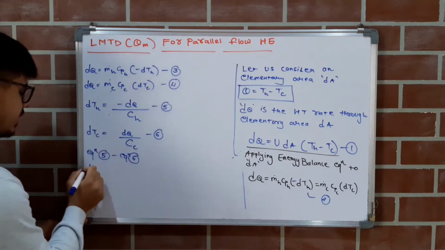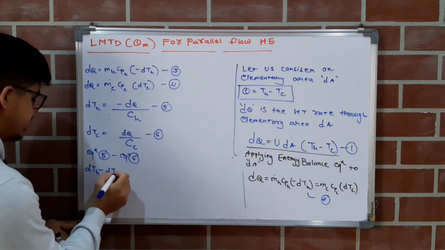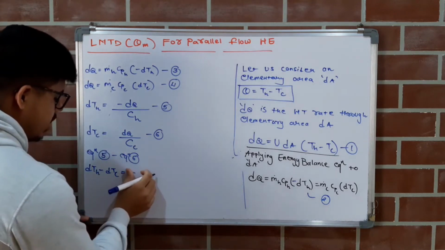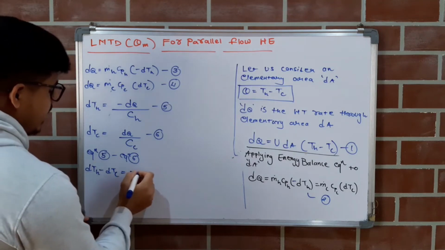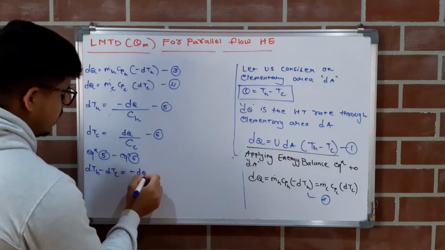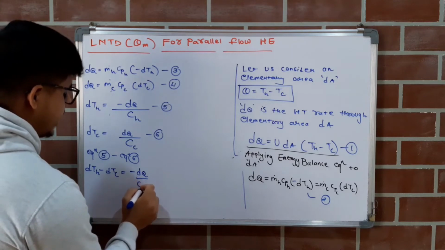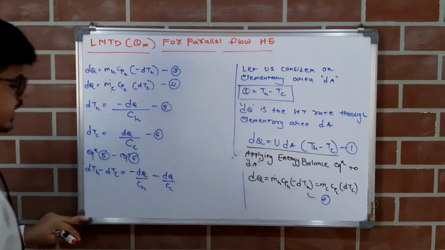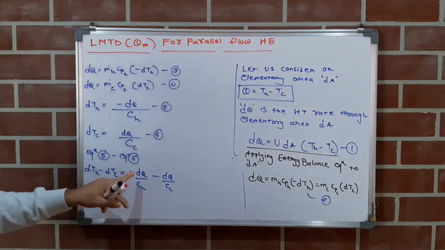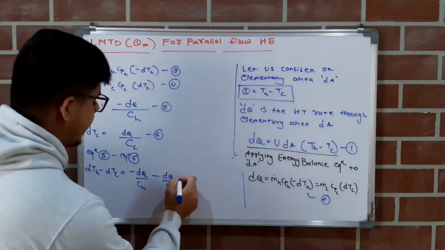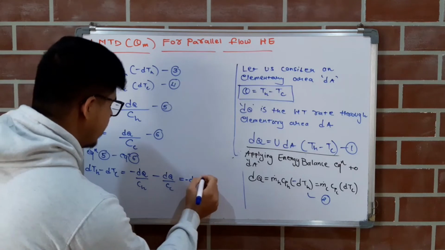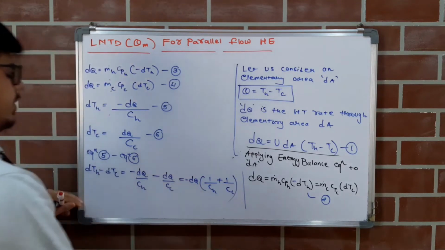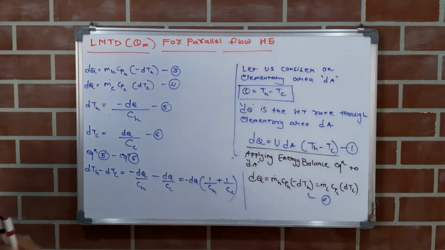So what will we get? dTh minus dTc is equal to, dQ will be common, I will take it out. So it will be minus dQ upon Ch minus dQ upon Cc, right? So I will bring this minus dQ out of the bracket. So I will get minus dQ into 1 upon Ch plus 1 upon Cc. So I got this result.